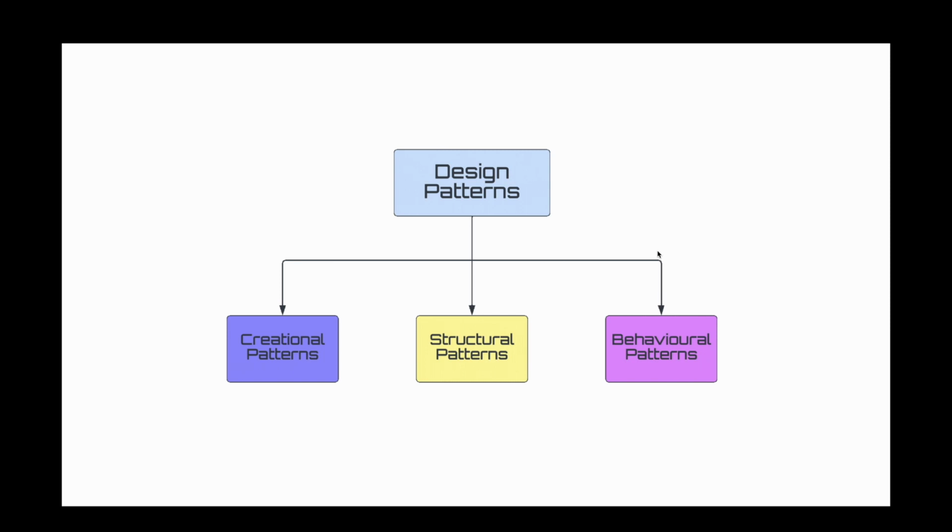The second category is the structural patterns. These patterns explain how to assemble objects and classes into larger structures, while keeping these structures flexible and efficient. And lastly, we have the behavioral patterns. They help take care of effective communication between different objects and how to distribute responsibilities between them.